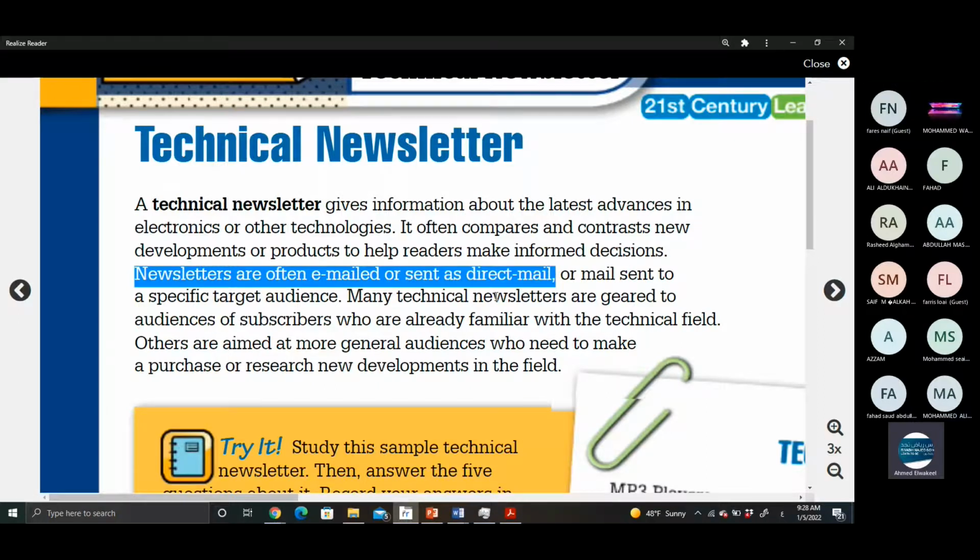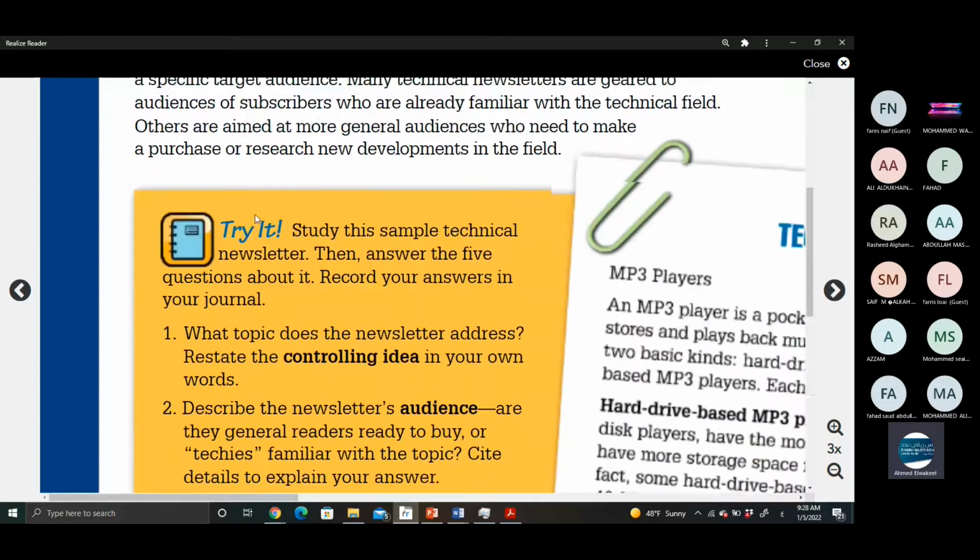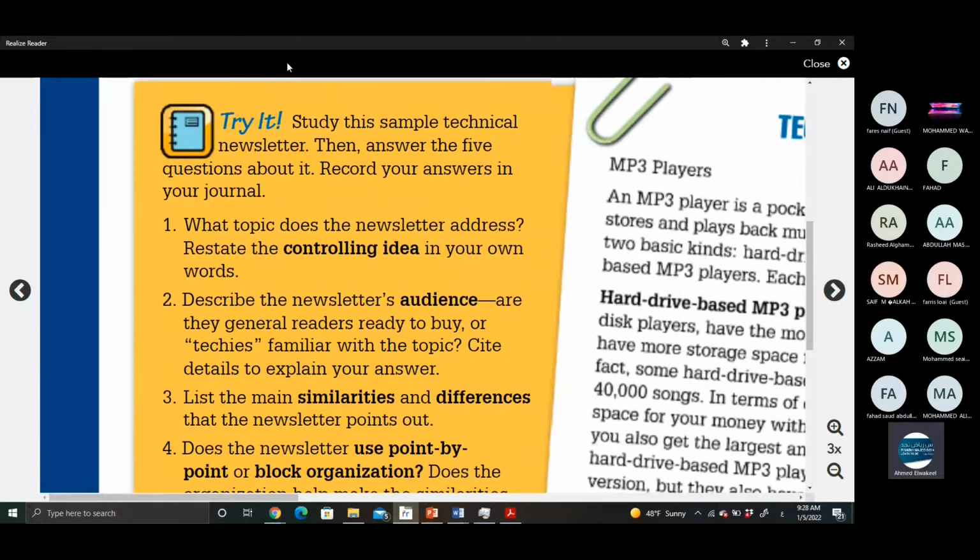So simply, you're gonna send it to my account. For now, of course, you would do that on Classera, not my own account. All right. So the technical newsletter speaks about comparing and contrasting between the developments in the area of technology.